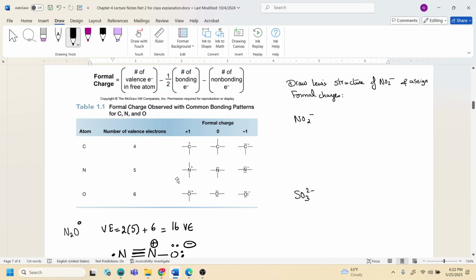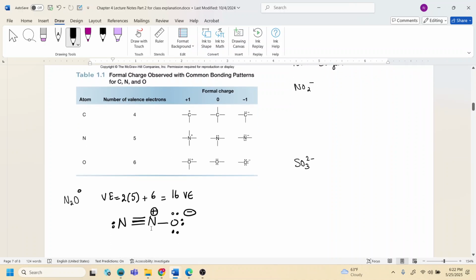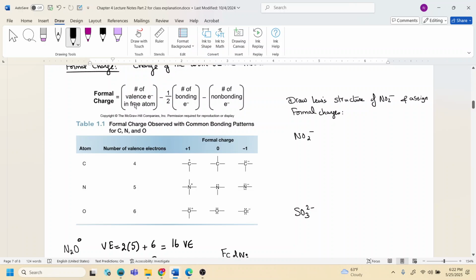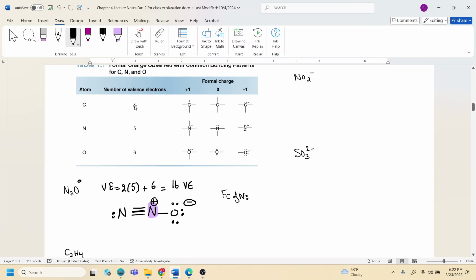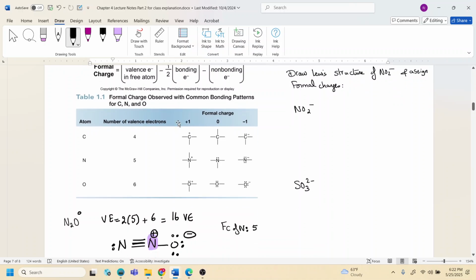How do you use the formula? It's straightforward. The formula is the number of valence electrons of the free atom. So you need to pick the atom that you are calculating its valence electrons, I'm sorry, its formal charge. So here I'm calculating the formal charge of the nitrogen. So I would say, okay, the number of valence electrons of nitrogen, meaning the group the nitrogen is in, group number 5. So that's going to be 5. Let's continue. This is going to be minus half the number of bonding, minus the non-bonding.